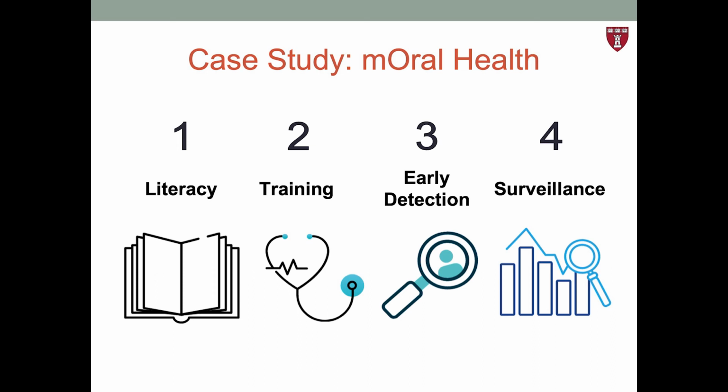Module 2, the Training module, aims to train and raise awareness about oral health for general health professionals. Module 3, the Early Detection module, provides information on remote diagnostic tools to increase access. Module 4, the Surveillance module, uses mobile technology to strengthen oral health surveillance systems and collection of epidemiological data, as well as monitoring of quality patient care and service delivery.